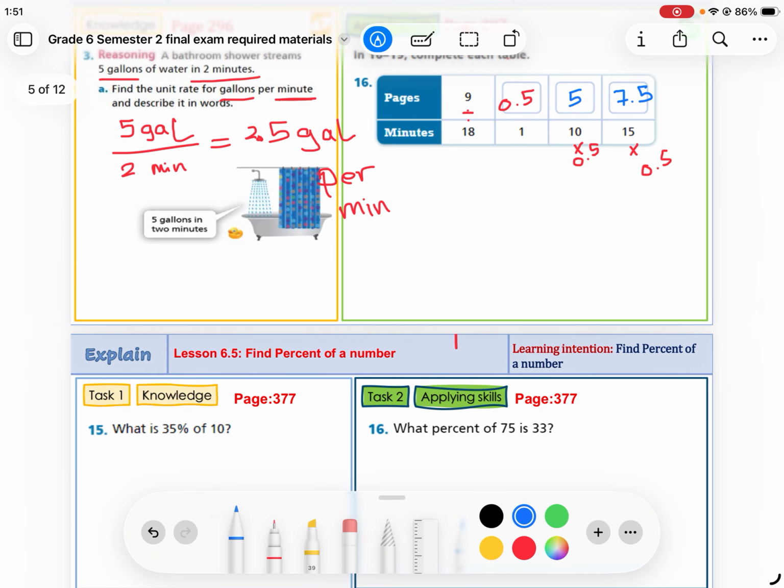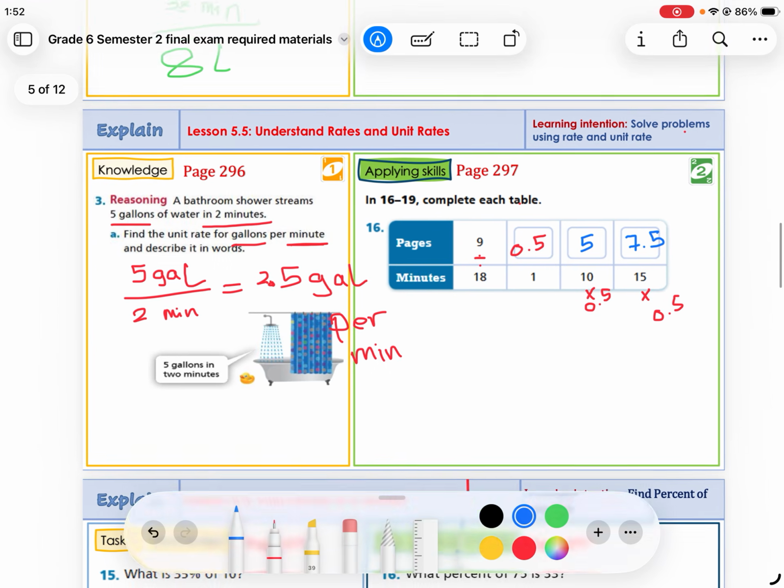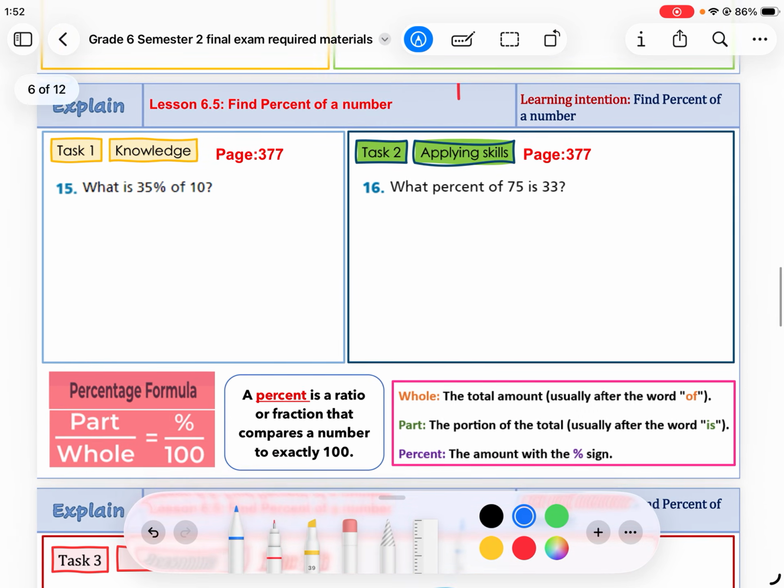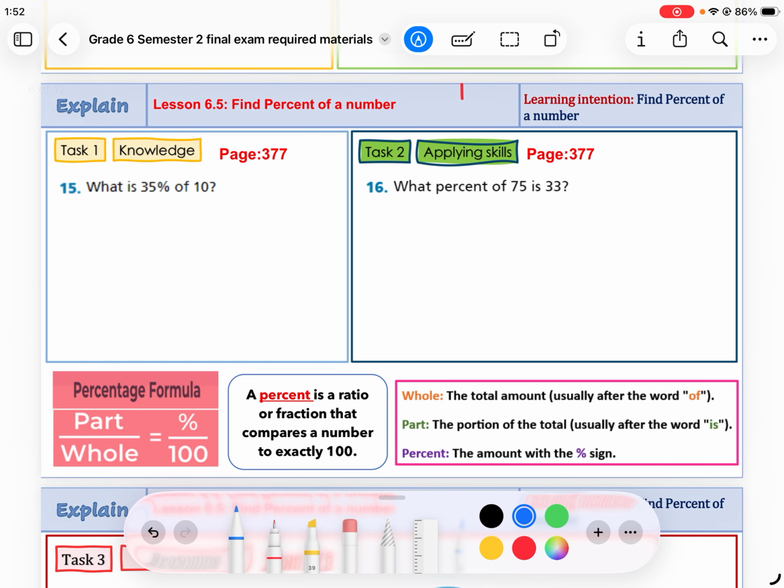So this is all for the lesson, understand rates and unit rates. Let's now move on to the third lesson, which is about finding percent of a number.